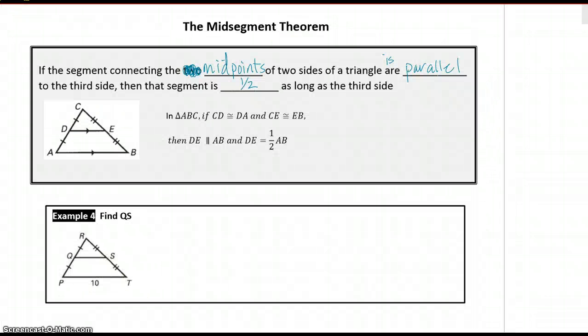Okay, the midsegment theorem I have tweaked slightly here with the wording. If the segment connecting the midpoints of two sides of a triangle is parallel to the third side, then that segment is half as long as the third side. So basically, all you need to know is the midsegment is half as long as, in this case, side AB or BA, the side that it's parallel to.